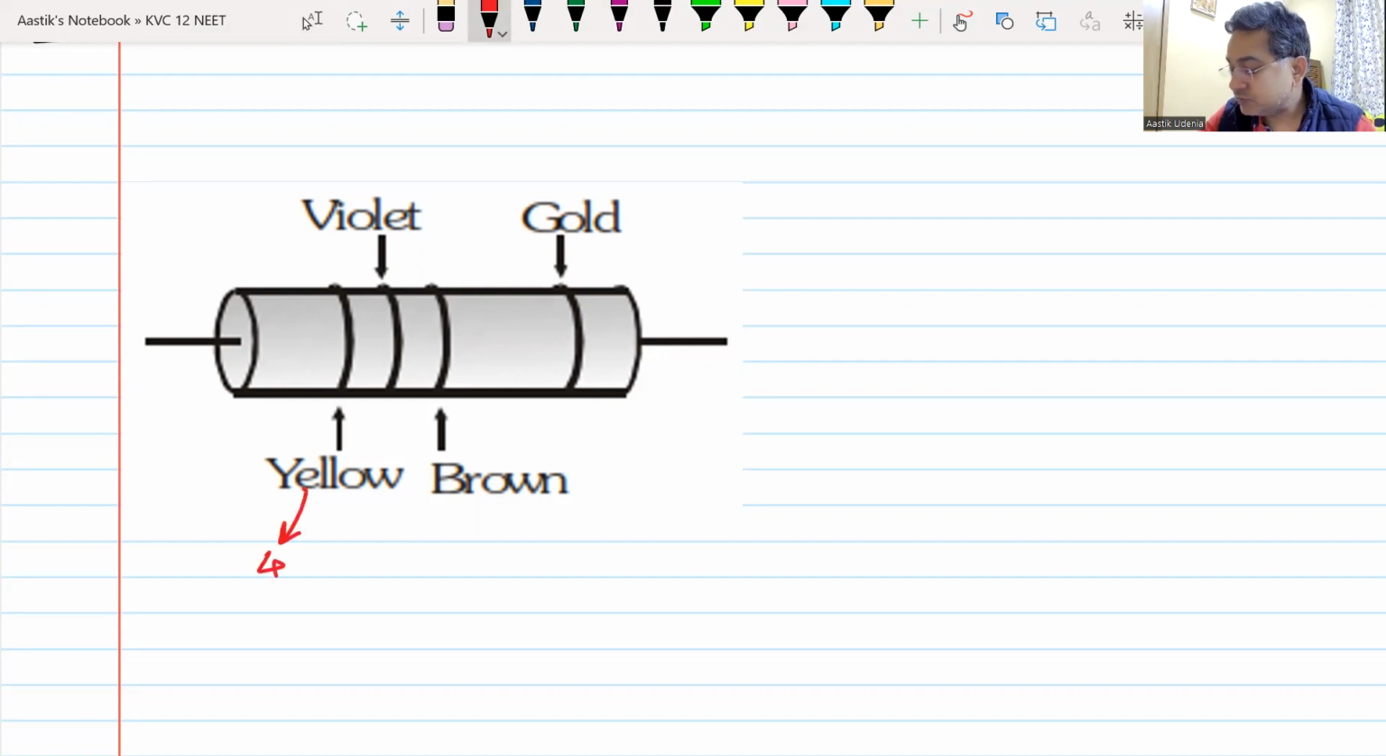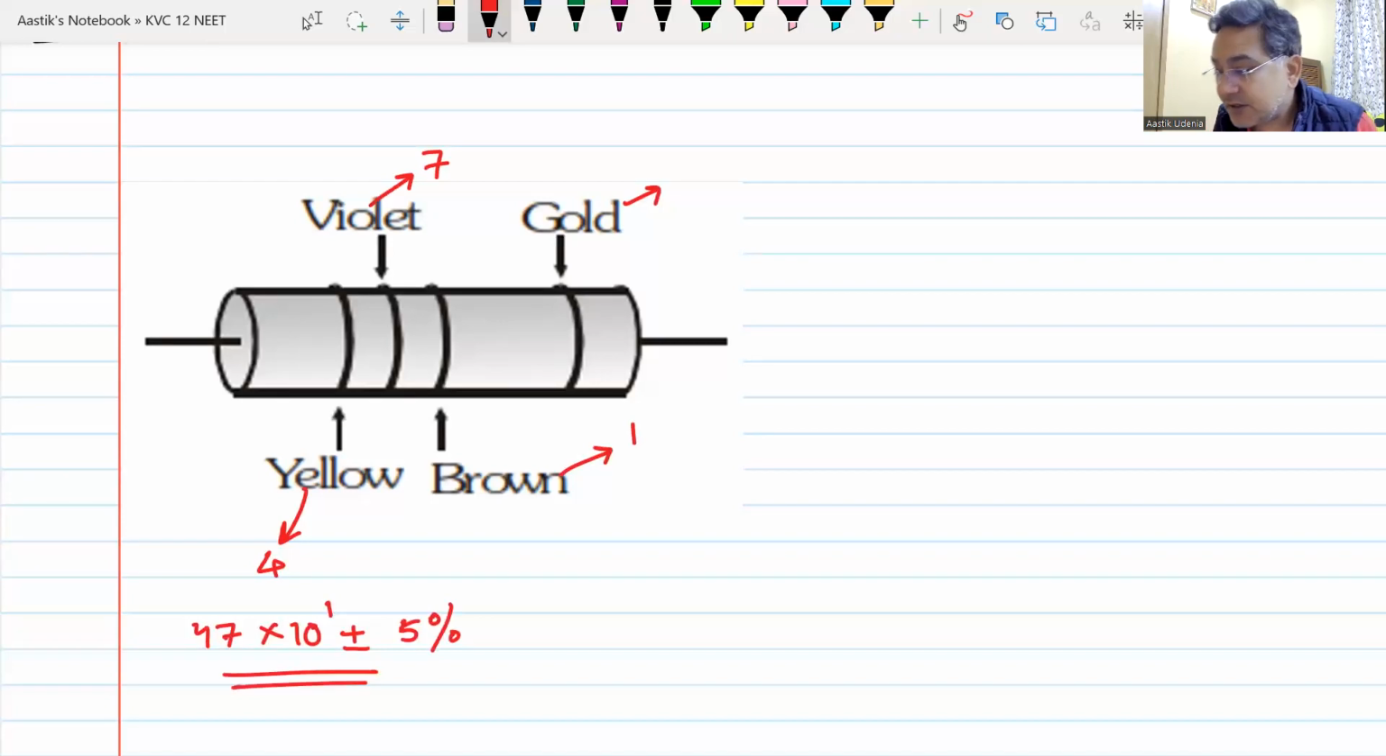Yellow is 4, yes or no? Yes, sir. So 4. Violet, I think, is 7. So you have the first two numbers, 47, into 10 raised to the power. How much is brown? 1. 10 raised to the power 1. Then you come to the tolerance, plus or minus, gold is 5%. So this is the answer for this one: 47 into 10 raised to the power 1, that is 470, plus or minus 5%. Everyone understands this? Yes, sir. Well done.